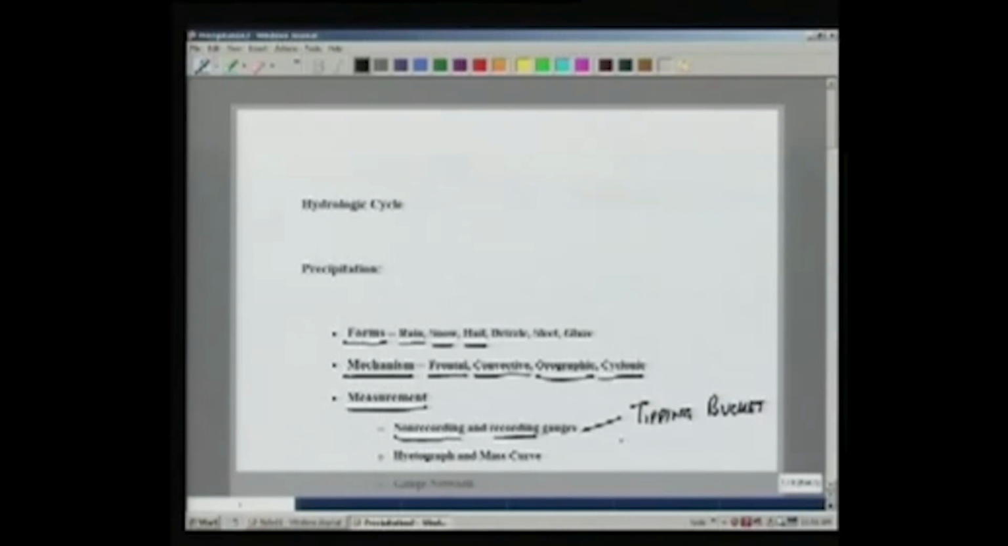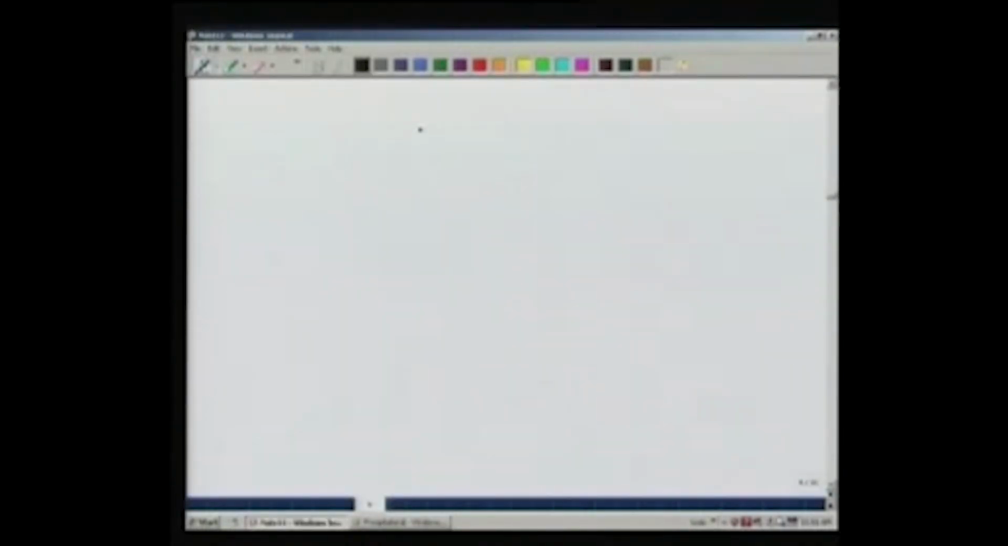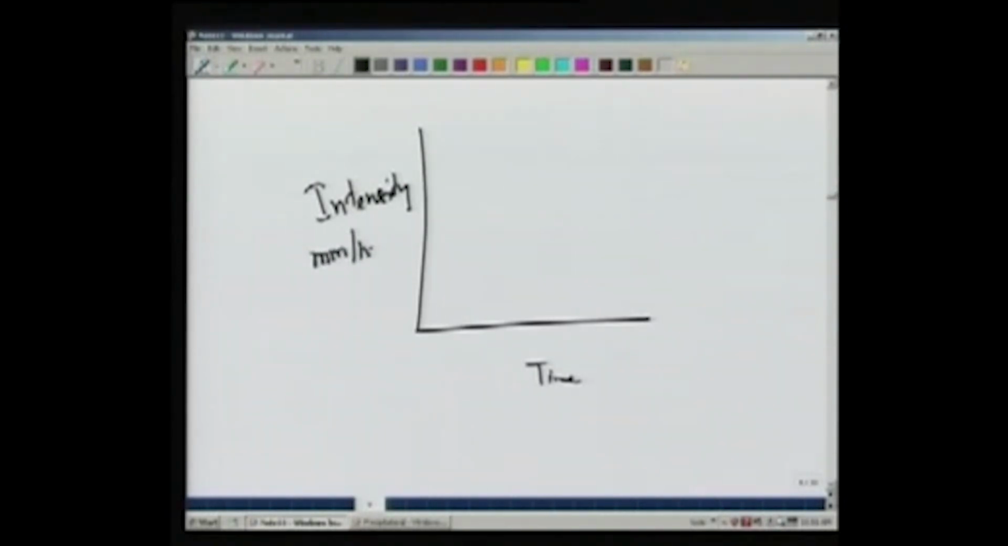The data which we obtain from these non-recording and recording gauges can be expressed or displayed in a form of a hyetograph or a mass curve. Now a hyetograph is a plot of time versus intensity. Intensity of rainfall is typically expressed in terms of millimeter per hour, sometimes centimeters per hour.